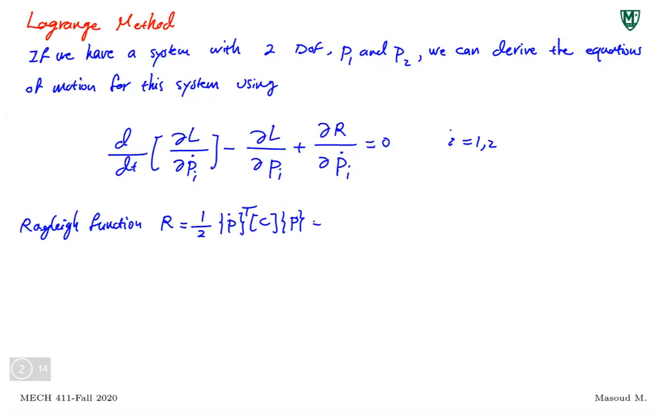For a 2 degree of freedom system, you'll get something along the lines of P1 dot, P2 dot, then your damping matrix C11, C12, C21, C22, whose elements depend on what your system is and what the damping coefficients are, and then P1 dot and P2 dot. I think I'm making a mistake. This is dot, sorry. This should be all velocity.